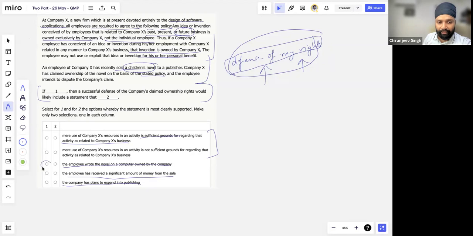Right? So if I say that this is the if part, the employee has used company's resources, and then using company's resources is sufficient to argue that the activity is related to company X's business, which means the company will own the ownership rights, then this is going to be a successful defense. So this is how I went about it. So this is the answer, C and then A.